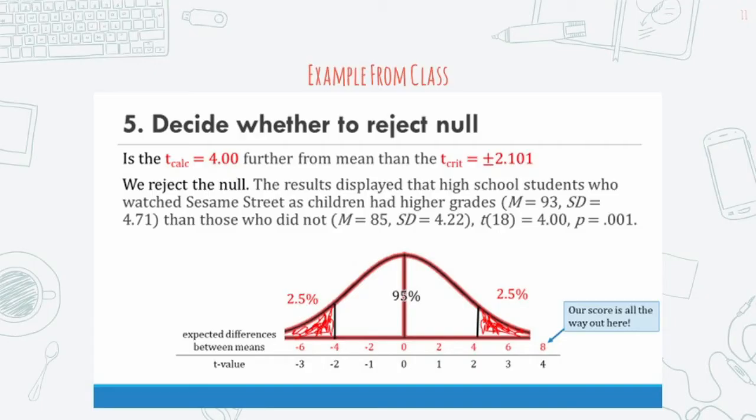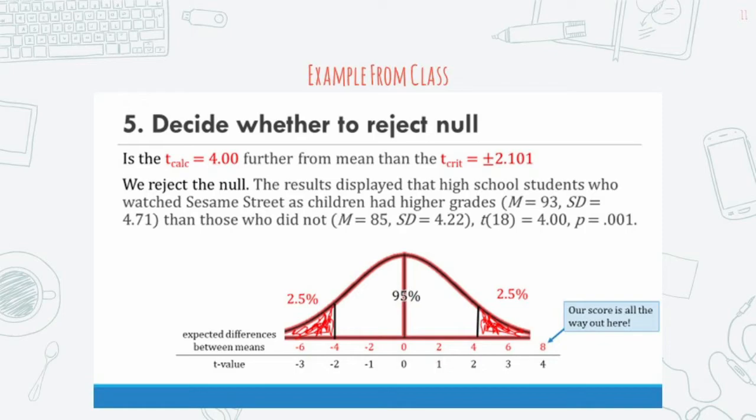So we know this is significant, and we would report that we reject the null hypothesis and find that, in fact, watching Sesame Street does seem to matter, with those who watched Sesame Street as children having higher grades than those who did not. And how do we know which direction this goes in? How do we know which group was better? Well, we just look at the means. We have two means, and if they are different, then we know that the higher mean is higher and the lower mean is lower.